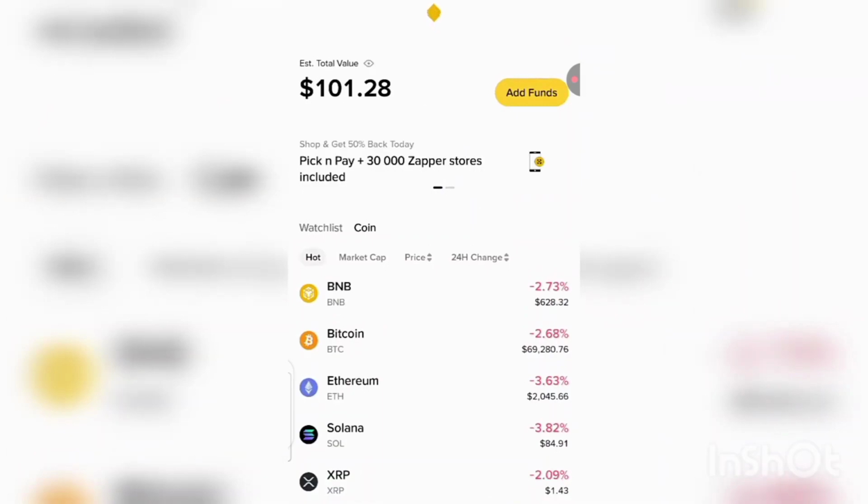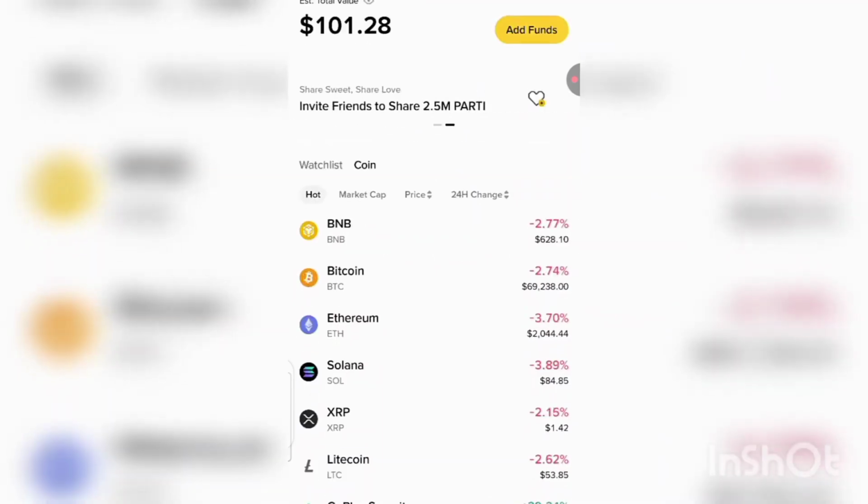Okay, so in this particular video, I'm going to be trading this. You can see in my Binance I have 101 USDT. So I'm going to use it to make a live trade so that you can see how much we really gonna be making, and I'm going to make a withdrawal immediately.